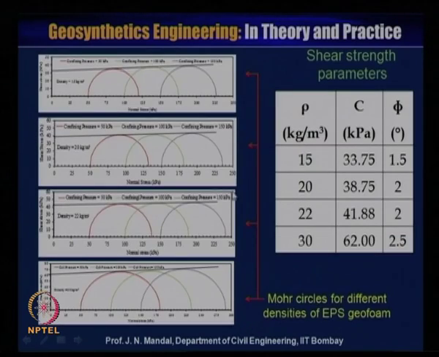We have also performed Mohr circles for different densities of the EPS geofoam, and from this the shear strength parameters are determined under different densities. When density is 15, the C value is 33.75 kilopascal, phi value 1.5 degree. When density is 20, C value is 38.75, phi value is 2 degree. When density is 22 kg per meter cube, C value is 41.88 and phi value is 2 degree. When density is 30 kg per meter cube, C value is 62 kilopascal and phi value is 2.5.